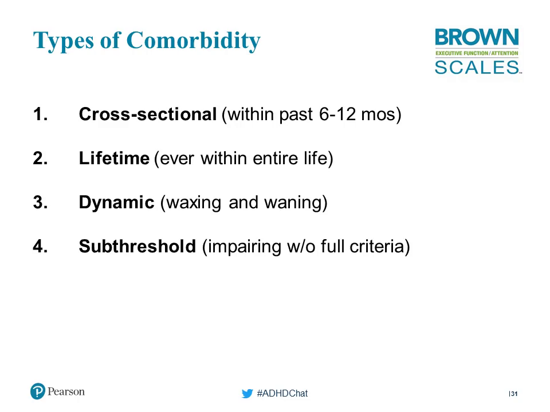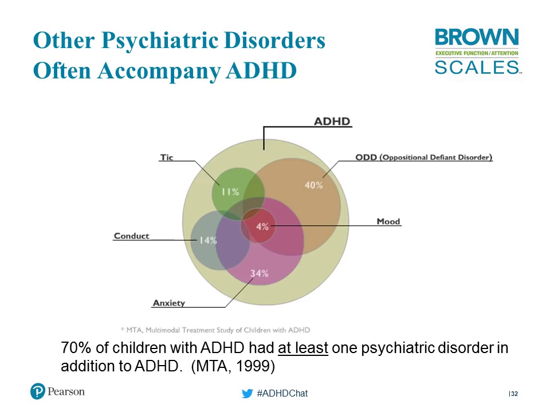And then there are dynamic waxing and waning things. For example, OCD tends to get better, then it gets worse. And then there are the subthreshold cases where there are some people who may not meet full diagnostic criteria for some other disorder, but it's still making an awful lot of trouble for them. So that's the background.